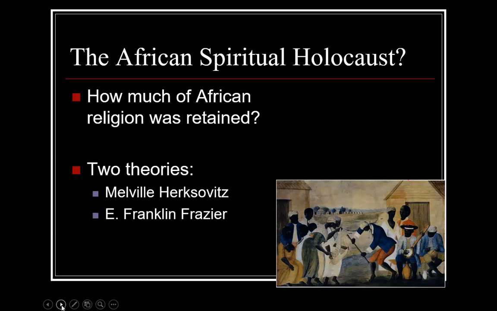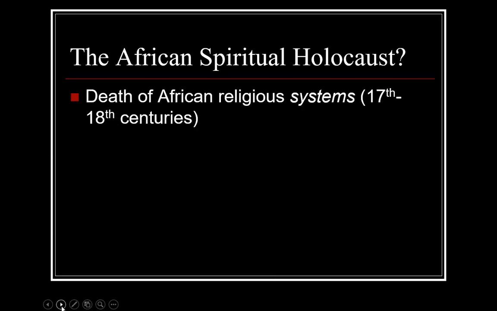Another scholar, E. Franklin Frazier, argued the opposite, which was basically the idea that there isn't a prevalence of African traditions in the history of the colonies in the United States. So essentially, those are abandoned. Other scholars have suggested differently. Some have suggested that over the 17th and 18th centuries, there was essentially the death of African religious systems.